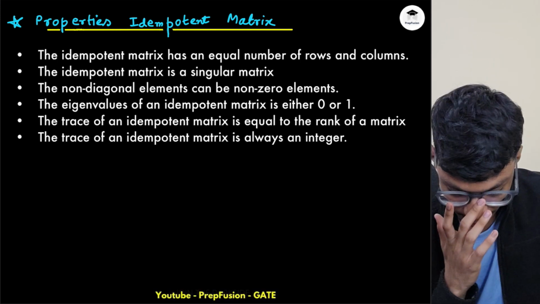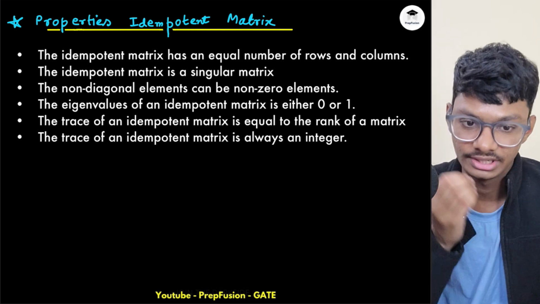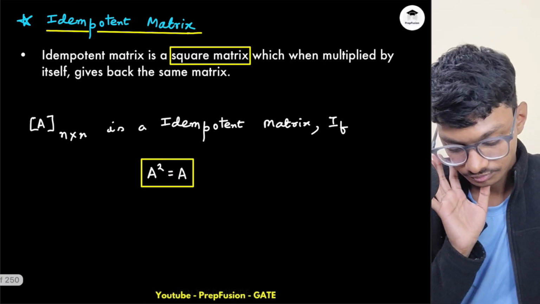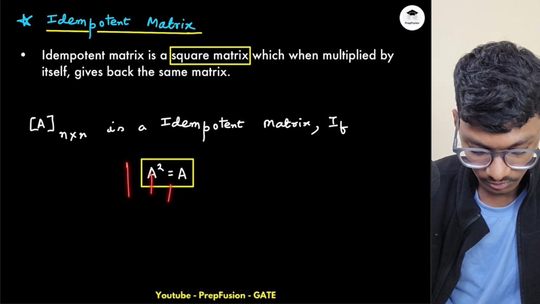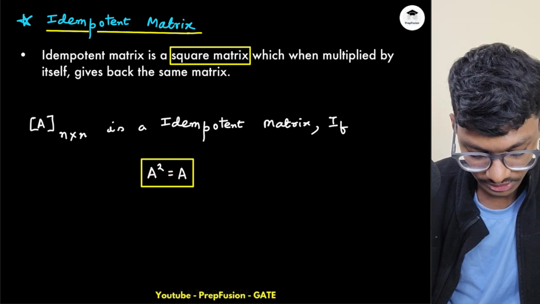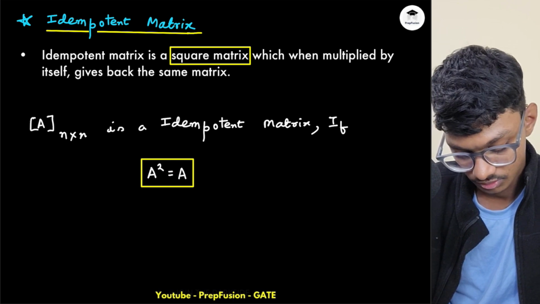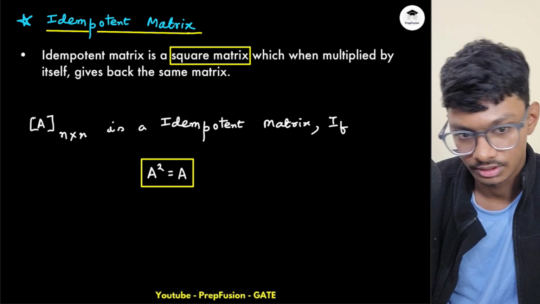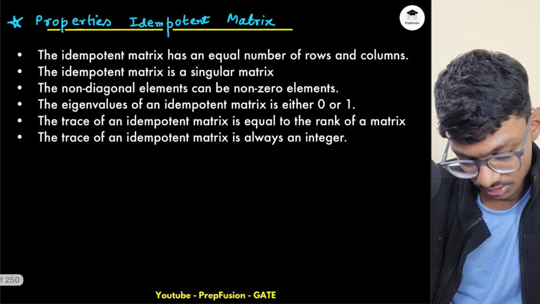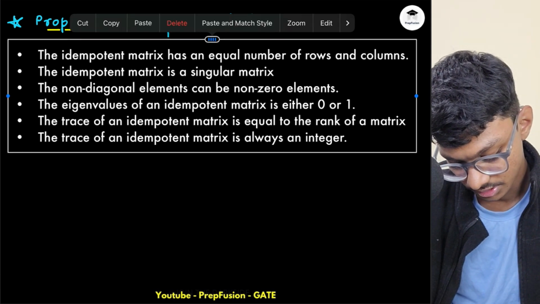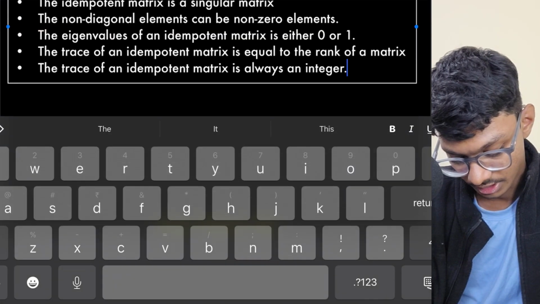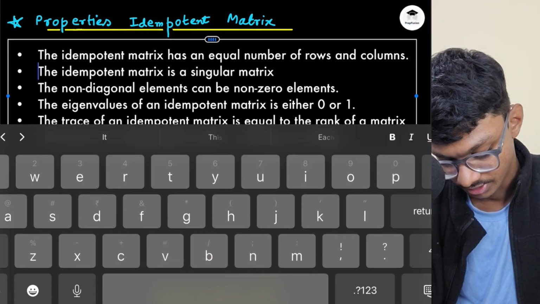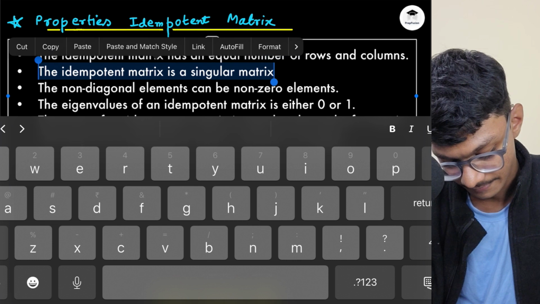And the idempotent matrix is a singular matrix. So basically here also its determinant is 0. How? You take the determinant on both sides. If you take the determinant on both sides, it will be... okay, there is something wrong with this, sorry. It is not a singular matrix actually. Its determinant can either be 0 or 1. So we can't always comment that it will be a singular matrix. So this property is also wrong.